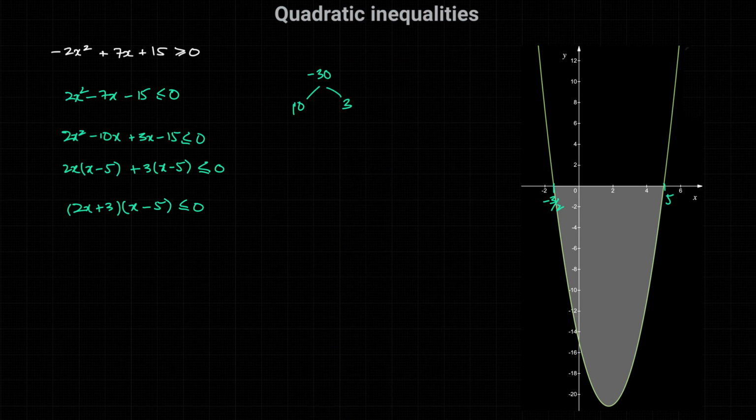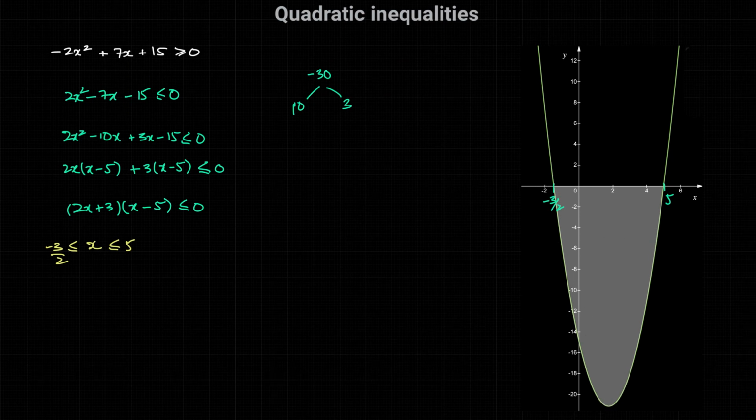So over here we can say that minus 2x squared plus 7x plus 15 is greater than or equal to 0 when x is greater than or equal to negative 3 over 2 and less than or equal to 5. So for any value of x in this range, the expression negative 2x squared plus 7x plus 15 is greater than or equal to 0. Or we can say that this curve lies below the x-axis.